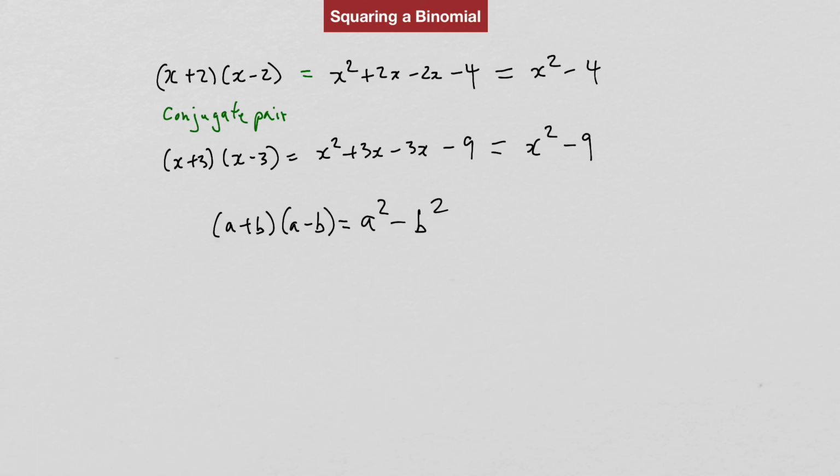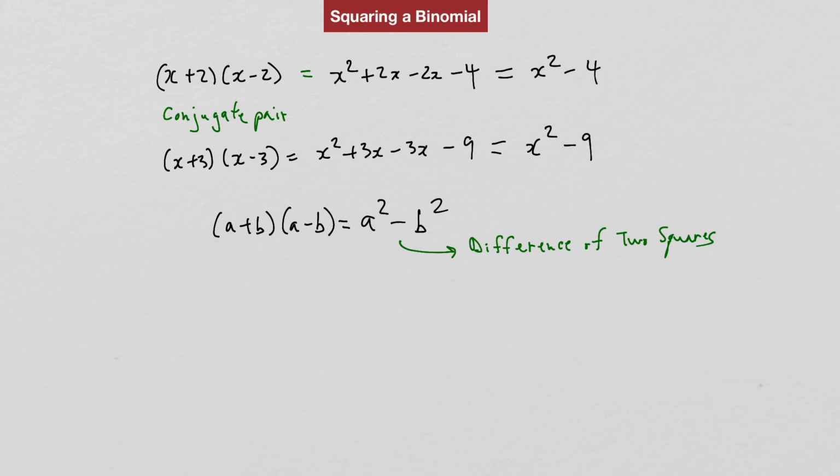The result here is called the difference of two squares. Okay? This is a square, this is a square. It is the difference, right? This is what that negative is, difference of two squares.